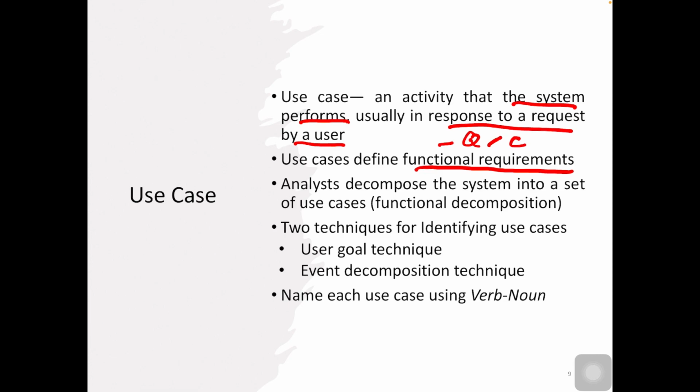And other than user story, these are the two techniques that are recommended when we want to identify the use case. The first one is the user goal technique, and the other one is the event decomposition technique. And when we want to name our use case, we must name each use case using verb noun. For example, register student. Another example is manage customer. So we must use verb noun.